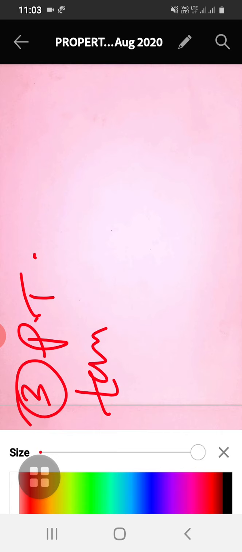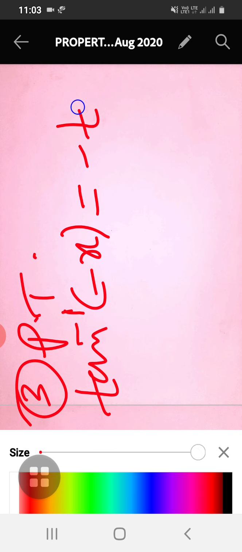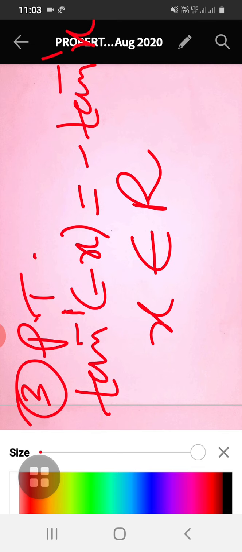The next property is, you can give the number here 3. Prove that tan inverse of minus x is equal to minus tan inverse x. See, minus comes outside. So here, of course, x belongs to real numbers. We know the domain of tan inverse x is the set of real numbers. Therefore, the domain belongs to the set of real numbers. So we have to prove this property: tan inverse of minus x is equal to minus tan inverse x. So let us consider the proof.